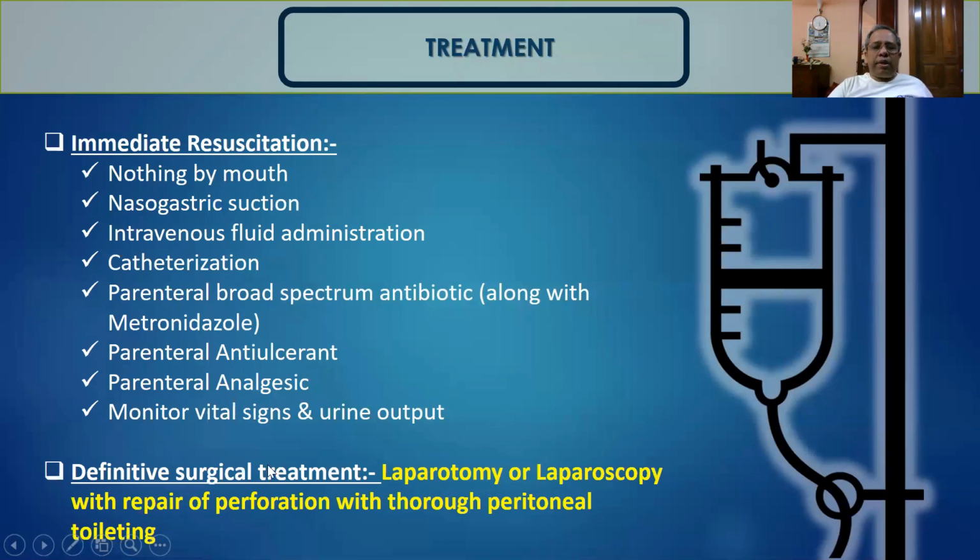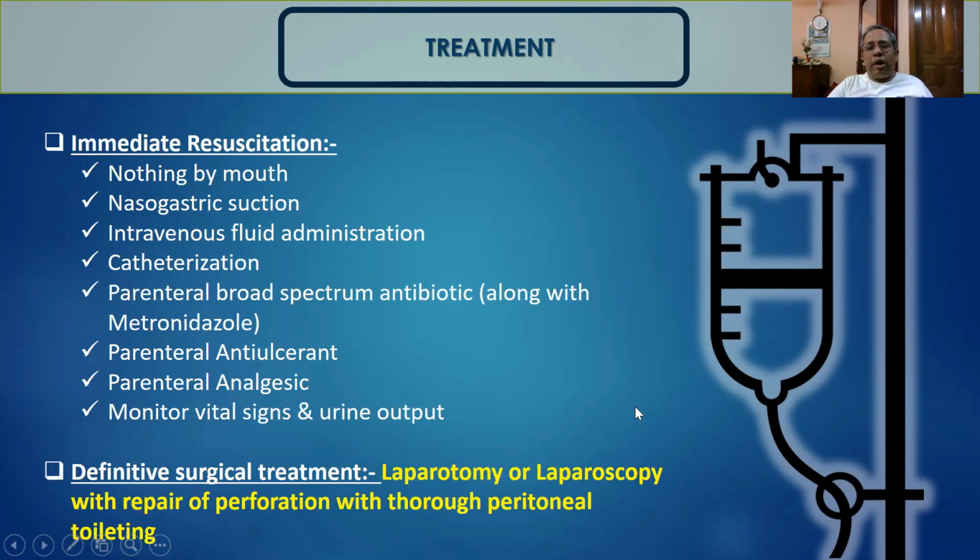The definitive treatment is surgical, done by laparotomy or by laparoscopy, whatever facilities are available. So laparotomy or laparoscopic repair of the perforation with thorough peritoneal toileting. That term must be complete, otherwise your answer is not complete. With thorough peritoneal toileting, repairing the perforation is sufficient to prevent further leak and heal the perforation.